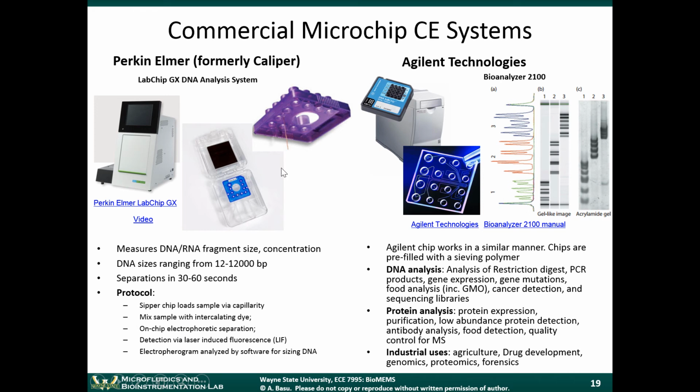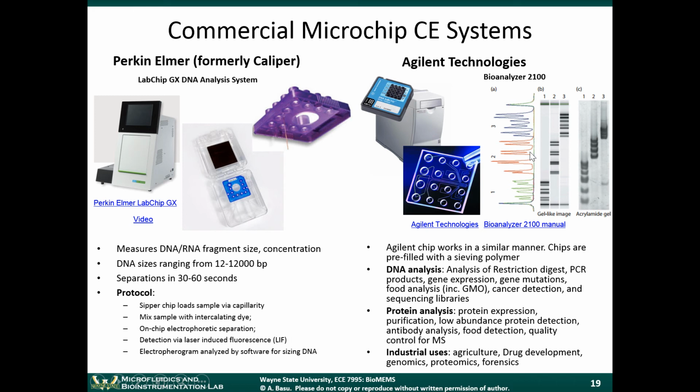Other than that, things are similar to what we talked about earlier. The sample is mixed with a dye to label it, to make it fluorescent. The electrophoretic separation is done in the CE channel. The detection is using a fluorescent optical detector, similar to what we saw on the last slide. And then there's software for analyzing the electropherogram.